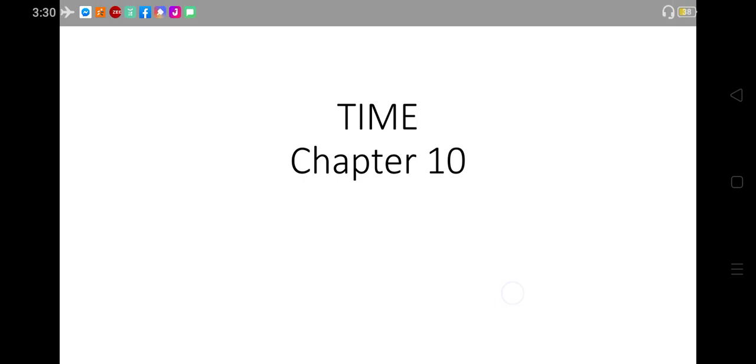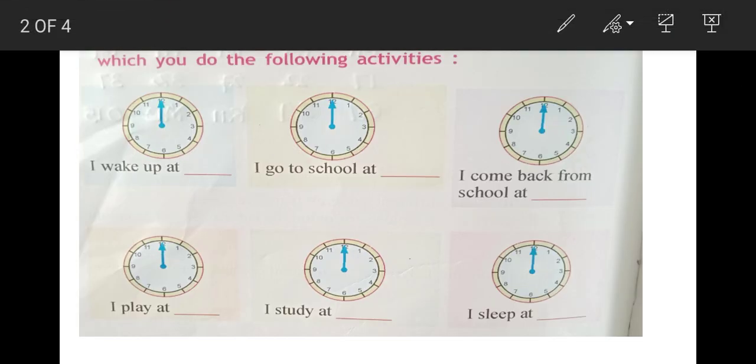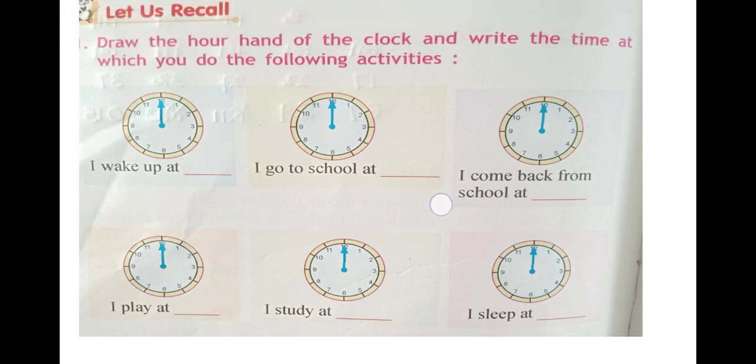Okay children, so now we will give a quick recall on what we have learned in class 1. Let us recall. Draw the hour hand of the clock and write the time at which you do the following activities. That means this is from the sequence of activities. Sequence of activities means at what time you do which activity.